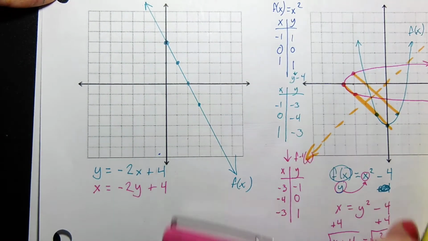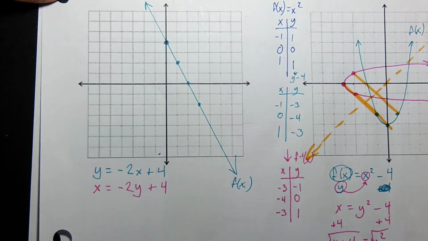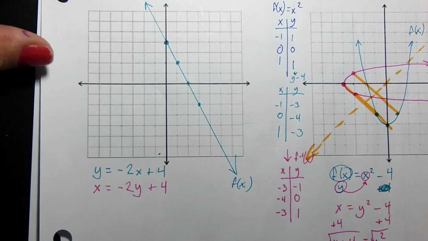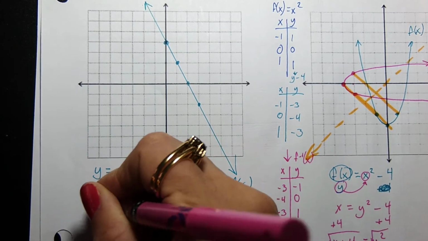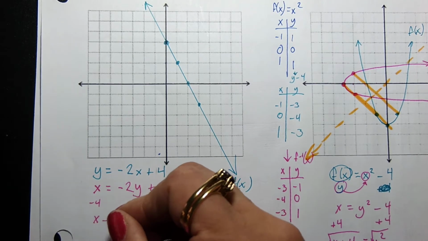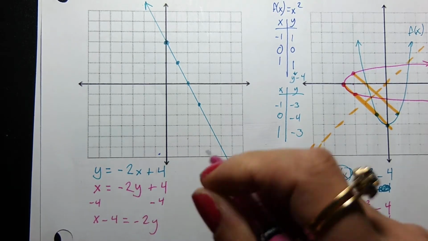Now, we want to solve this equation for y so that we can graph it using slope-intercept form, so we can replace that y with that inverse function notation. So, minus the 4. And x minus 4 equals negative 2y.